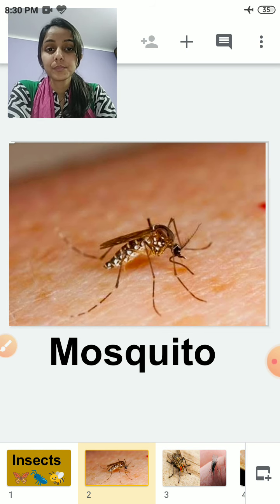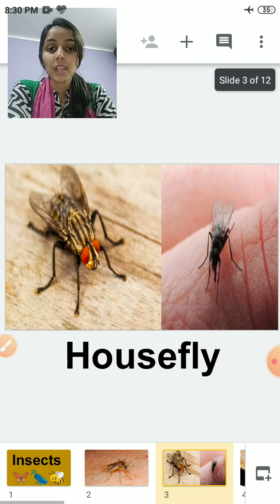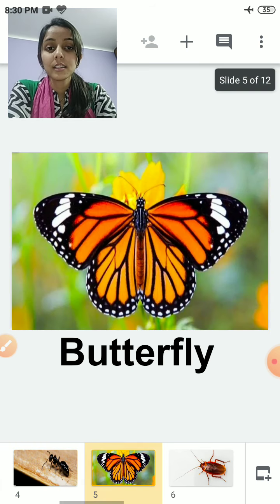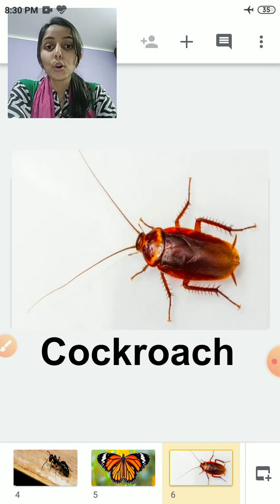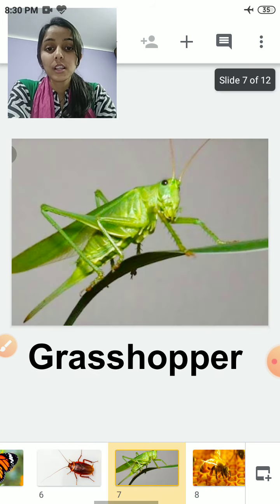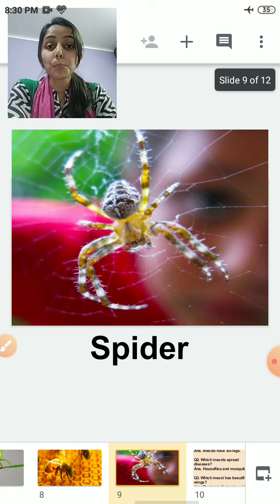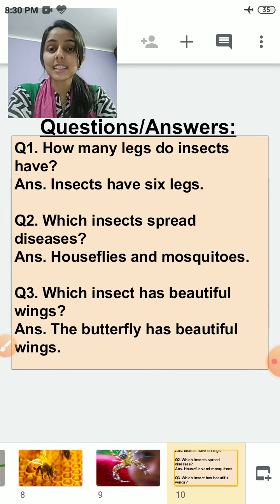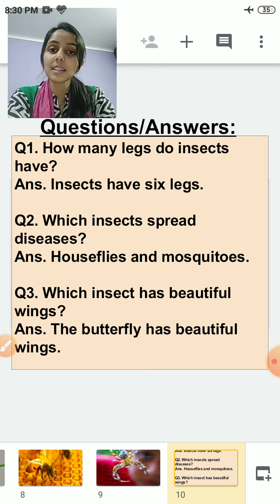Mosquito. Housefly. Ant. Butterfly. Cockroach. Grasshopper. Honeybee. Spider. Yes. Now children, let us discuss some question answers.